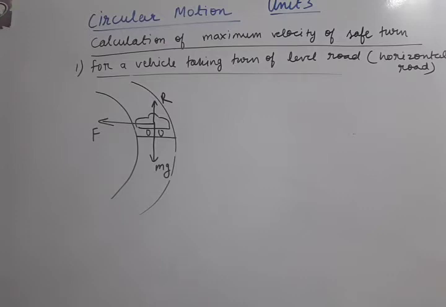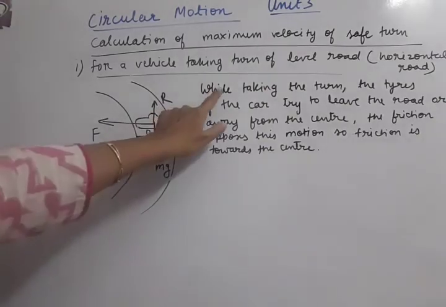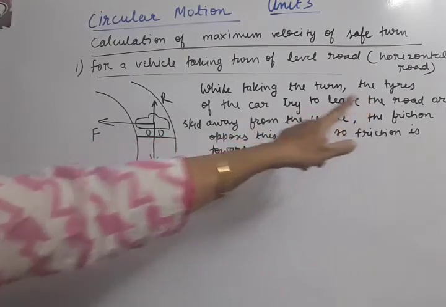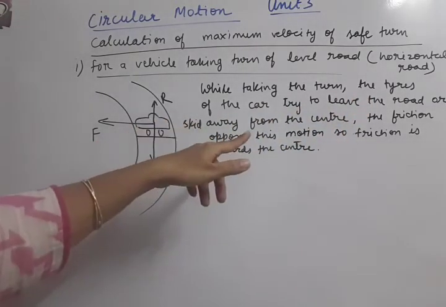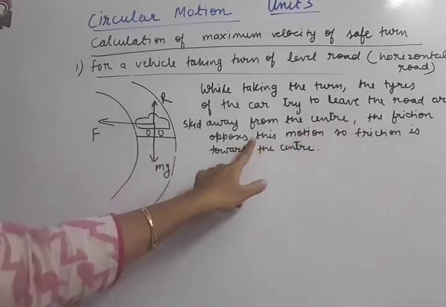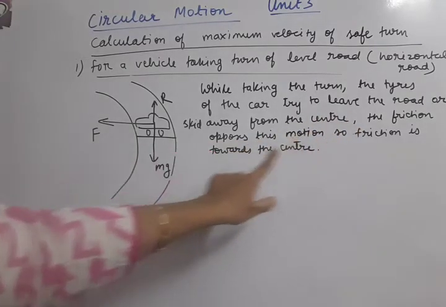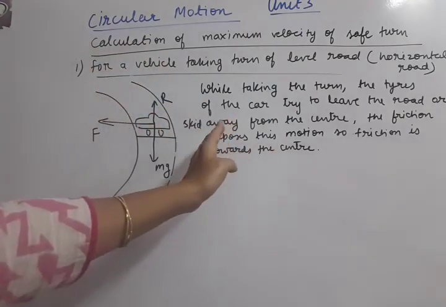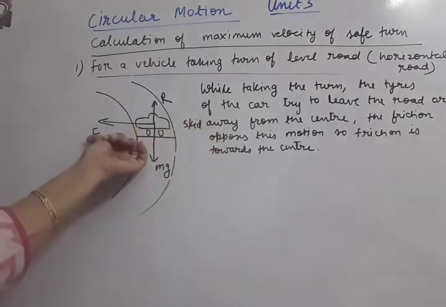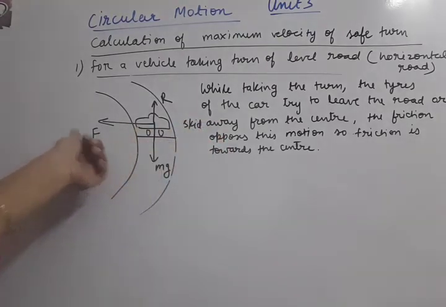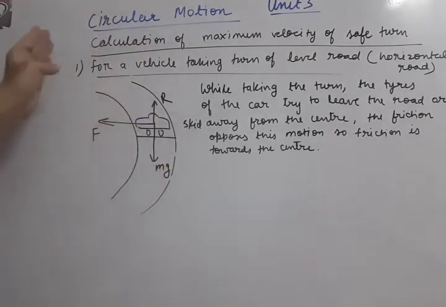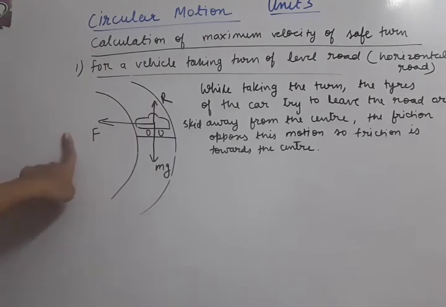So how does the friction force appear? While taking the turn, the tires of the car try to leave the road, or skid, away from the center, and the friction opposes this motion. So the friction is towards the center. Tires try to leave the road away from the center horizontally, but friction opposes this motion, so friction is towards the center. Center of what? Center of this road's curve or turn. If this road is like this, its center is here, obviously. So the friction is towards the center.